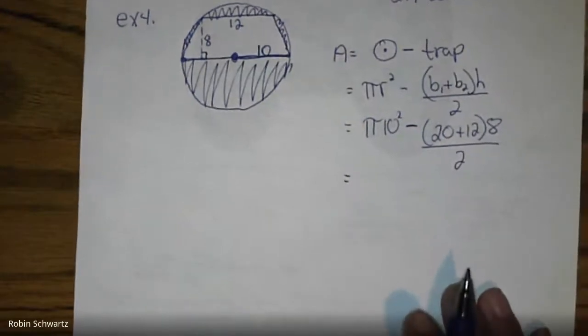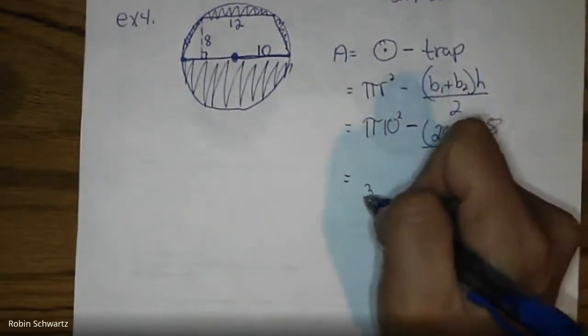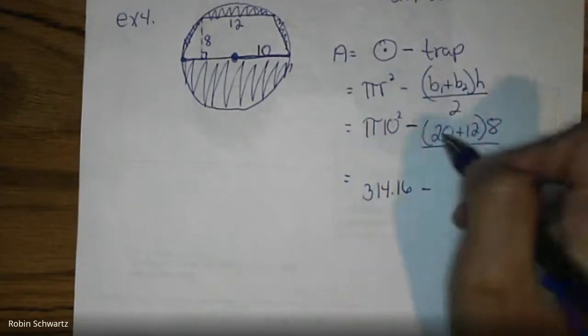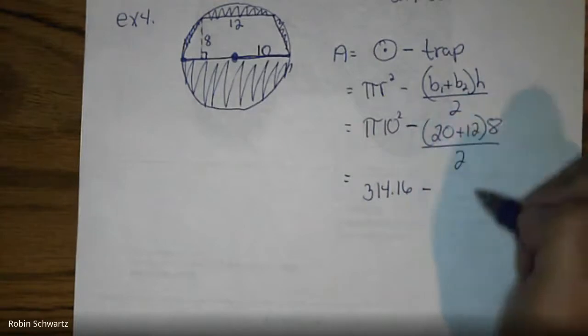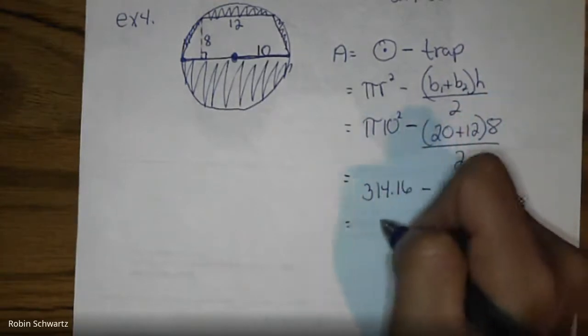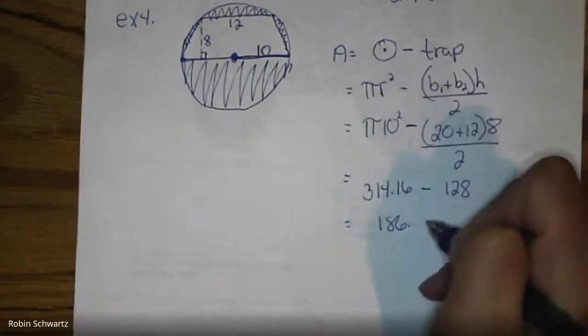So we will have 314.16. Subtract, cranking through that, 128. Subtracting leaves 186.16.